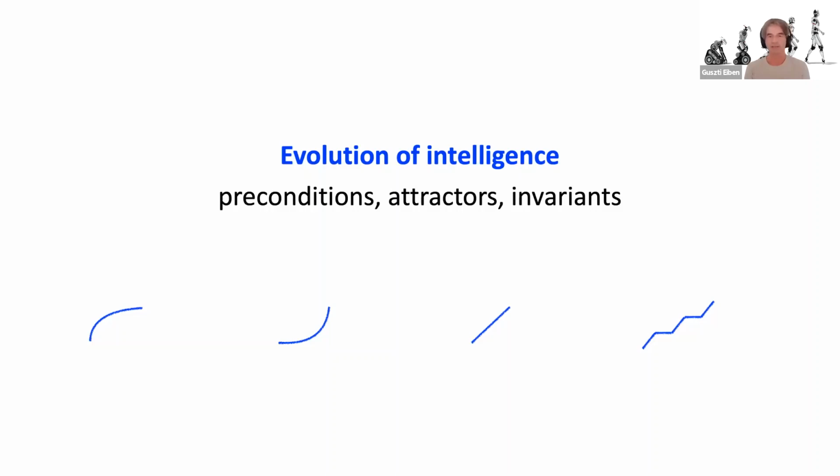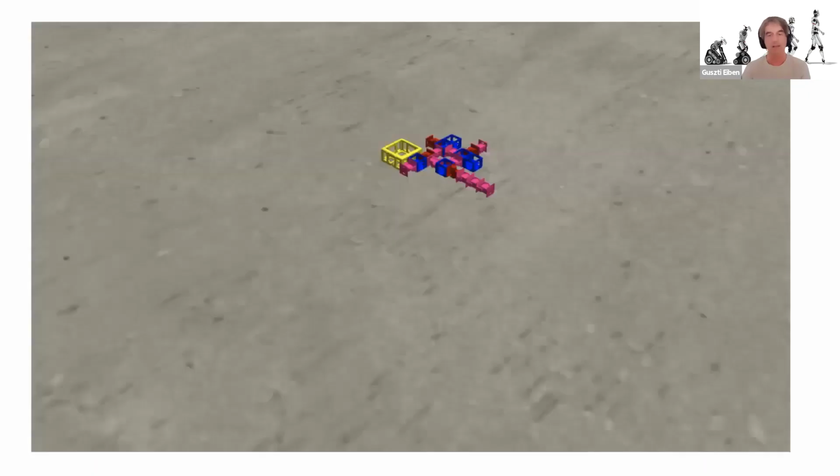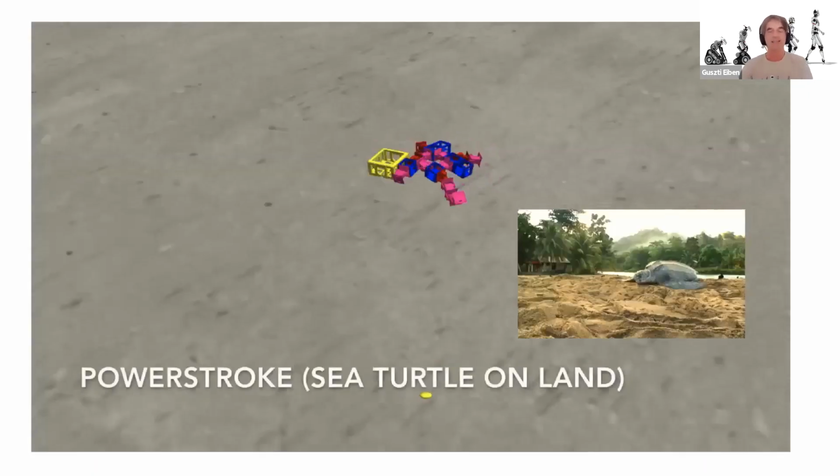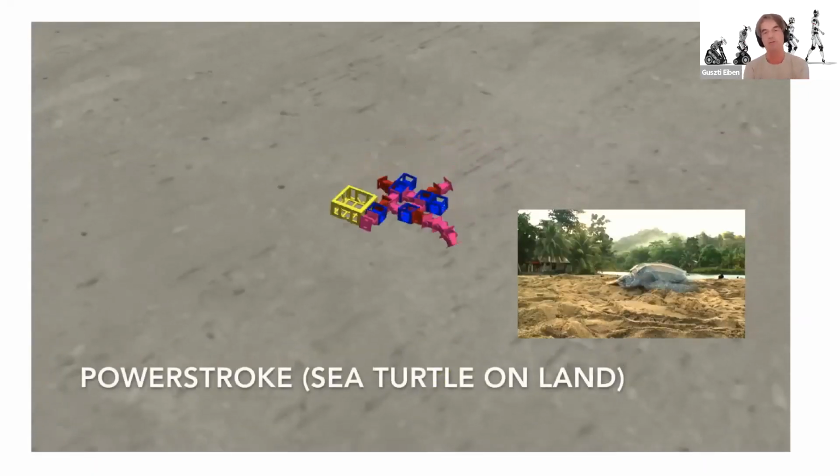In the meanwhile, one of my main interests is to get some knowledge and insights about the evolution of intelligence. So, are there preconditions? Are there attractors? Are there invariants? And how does it happen? Does it happen in a hockey stick curve way, you know, first rapidly and then stagnating, or the other way around, or linearly, or with big jumps?